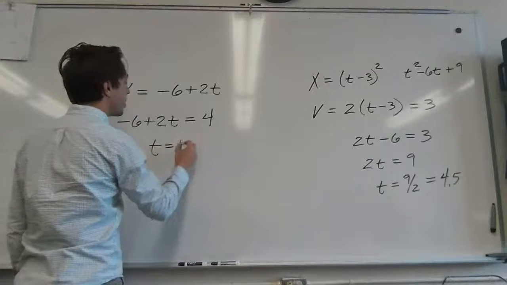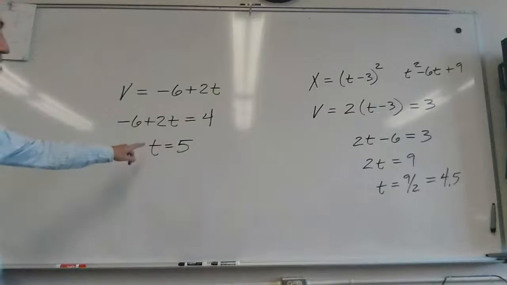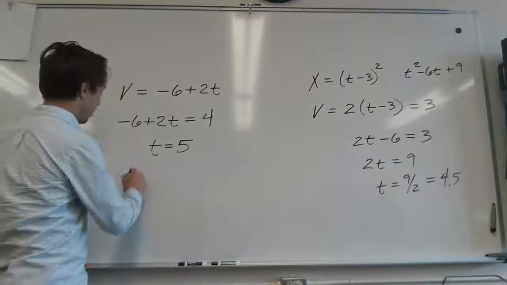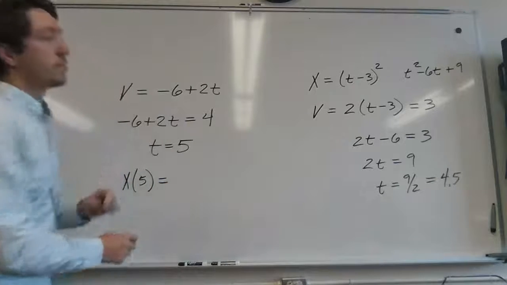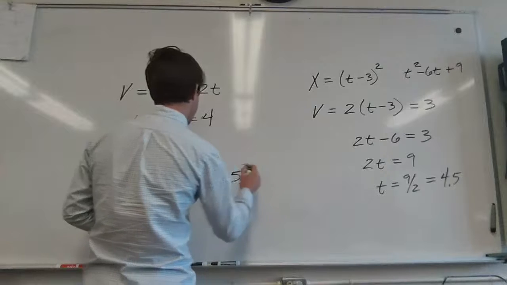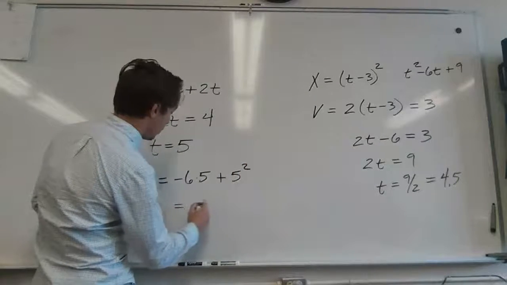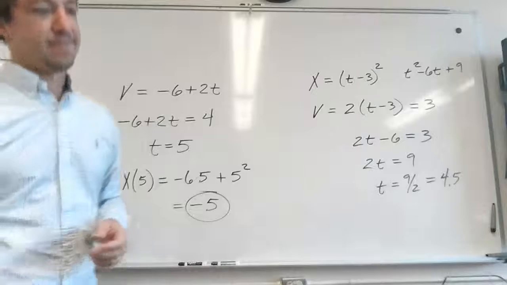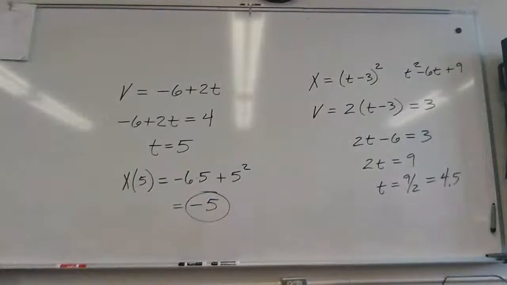So 5 is the time value. That describes the moment when the velocity is 4 meters per second. Now we have to plug that into the position function because the question's asking what is the position at that moment. So it's going to be negative 6 times 5 plus 5 squared. So negative 30 plus 25 is negative 5. All right, that's tricky. The time value was 5, but the answer is negative 5 meters. The units are helpful, maybe. Meters gives you a hint that the thing I'm looking for is actually a position, not a time.